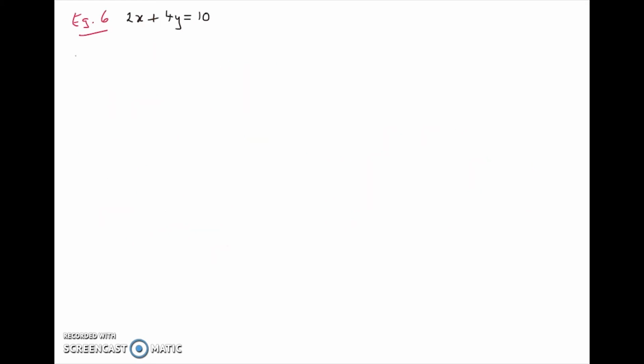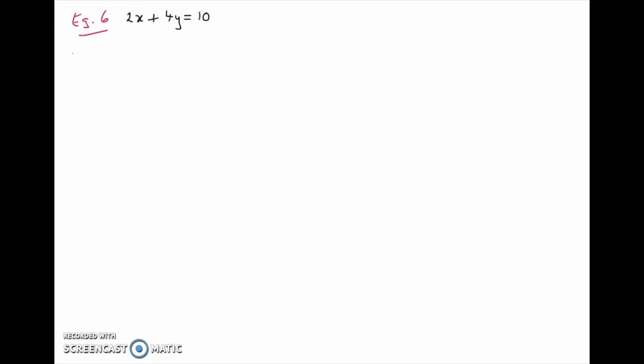Now in this sixth example, we've got 2x plus 4y equals 10 as our equation, and the requirement for us is to sketch that graph. There's a few different ways we can do it, but the easiest way is to just note that it's going to be a straight line graph. To draw a straight line, all we need is 2 points, and then we can draw a line through that. And so the easiest way to get the 2 points is through the x and the y-intercepts.